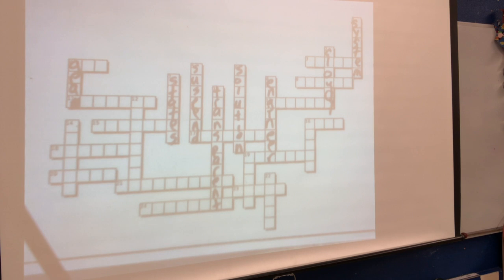Okay, number 12 down. The process in which materials interact and form new materials. So last week, so here's number 12. Last week we put baking soda and vinegar together. And we said it was a chemical reaction.